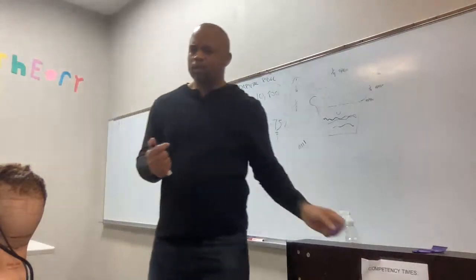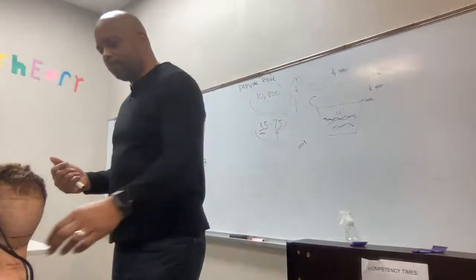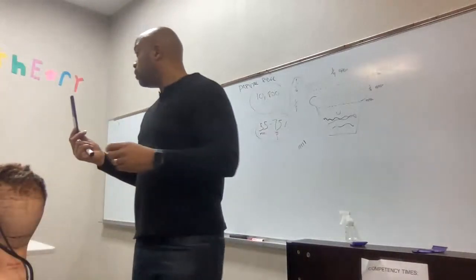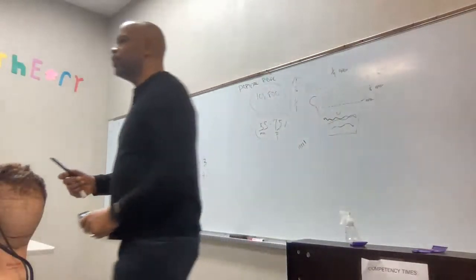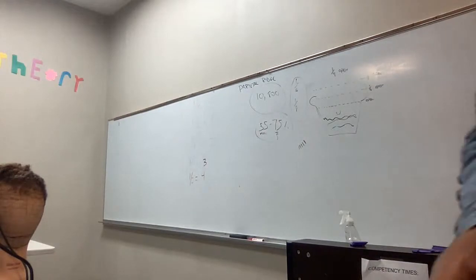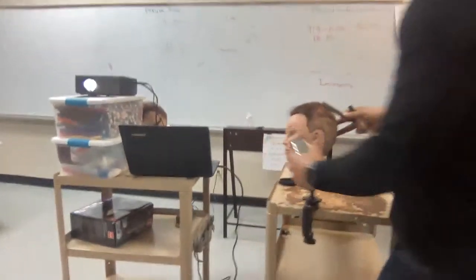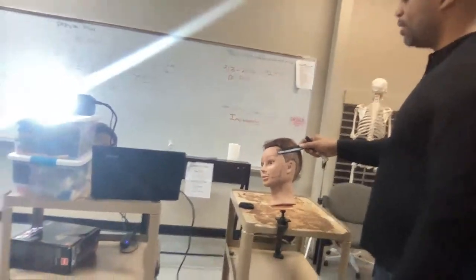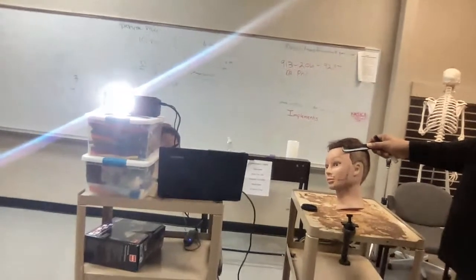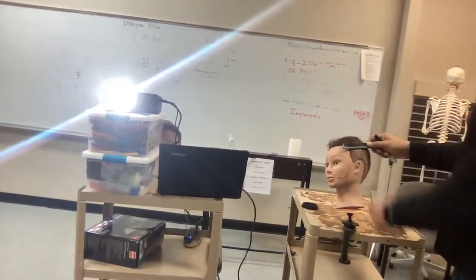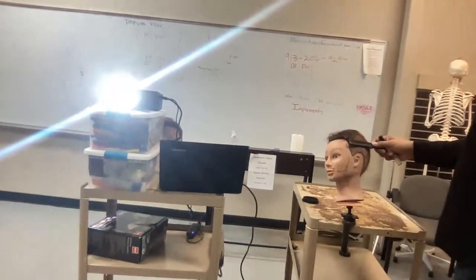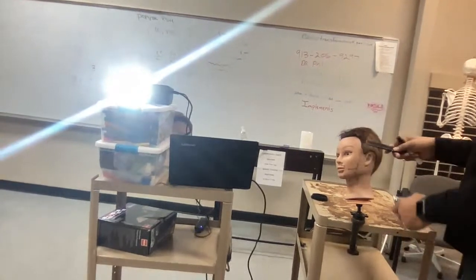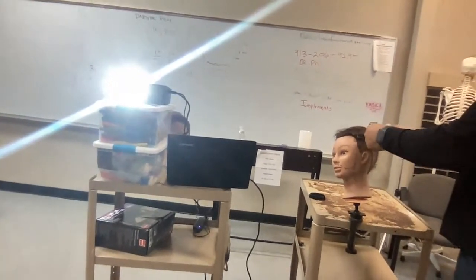So you ask, well, how do we blend it? Clipper over comb is how you blend it. So what you're doing is you are taking the comb to raise the hair up off of the scalp to allow the clippers to be able to cut it. So when you're blending and you're using straight hair, you are using the clipper over comb technique to blend.